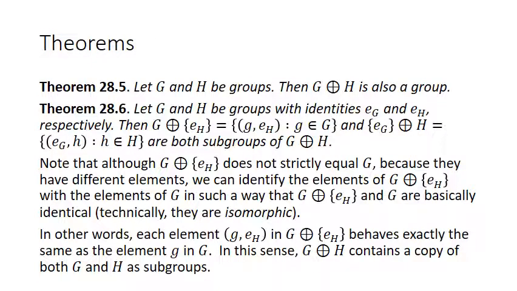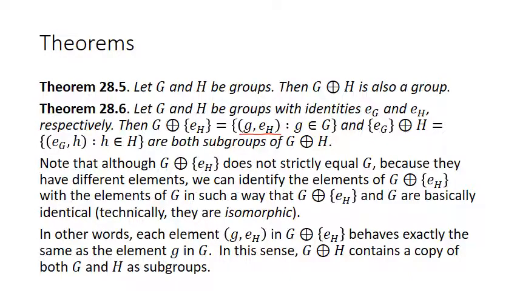Okay, let's look at a couple of theorems. Theorem 28.5: let G and H be groups, then the external direct product of G and H is also a group. We just proved that. And the second theorem here: let G and H be groups with identities e_G and e_H respectively. Then consider the external direct product of G with a set containing just the identity from H. If you want to think about what that actually looks like, it's all of these ordered pairs where it's little g in big G, and then the second element is just the identity from H.